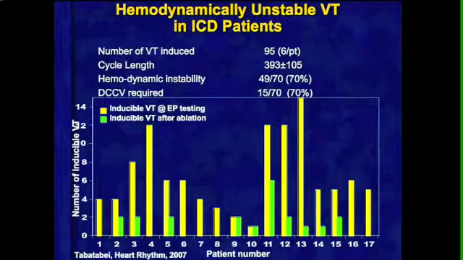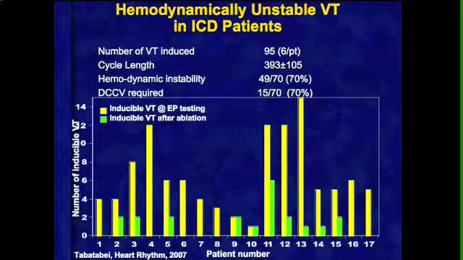Well, this is a group of patients that we had with hemodynamically unstable VTs. There were 96 different VTs, and there are a fair number of them that were simply hemodynamically unstable that could be induced. And that doesn't even count the ones we couldn't induce. And so that's 70%. And so what do you do with them?